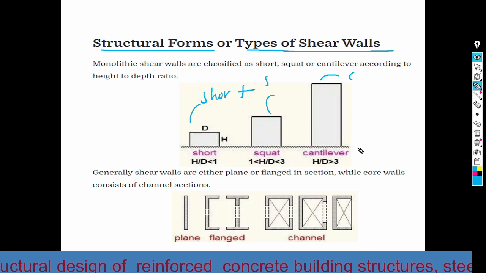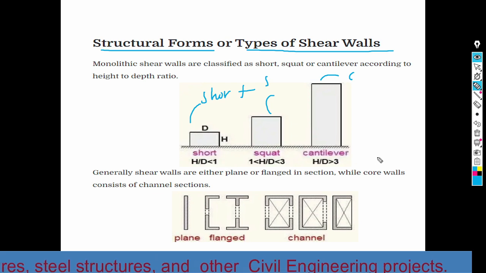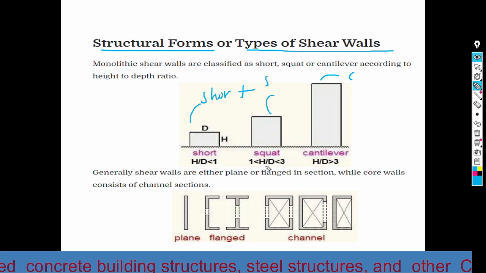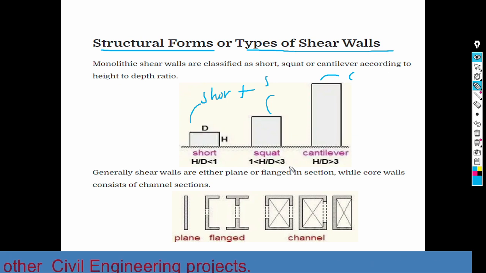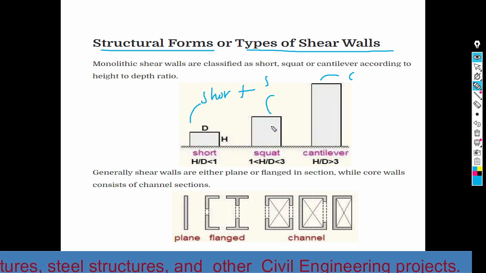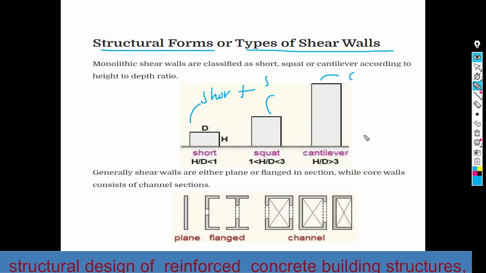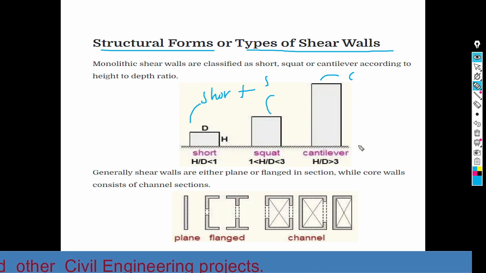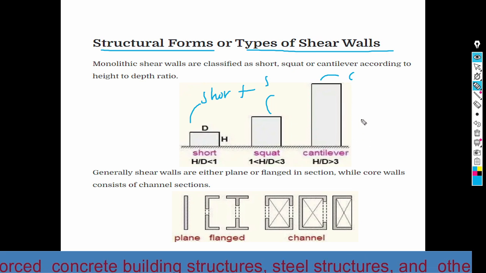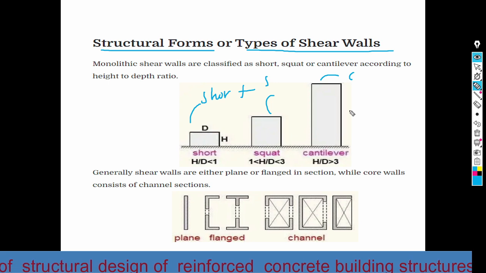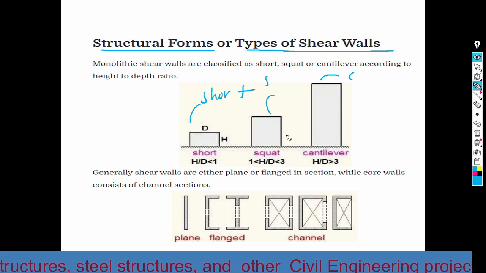If the height to depth ratio of the shear wall is less than 1, the wall is called a short wall. And if the height to depth ratio is between 1 and 3, the shear wall will be called a squat wall. And if the ratio of the height of the wall to the depth of the wall is greater than 3, then the wall can be called a cantilever wall. So basically, it depends on the height of the structure.